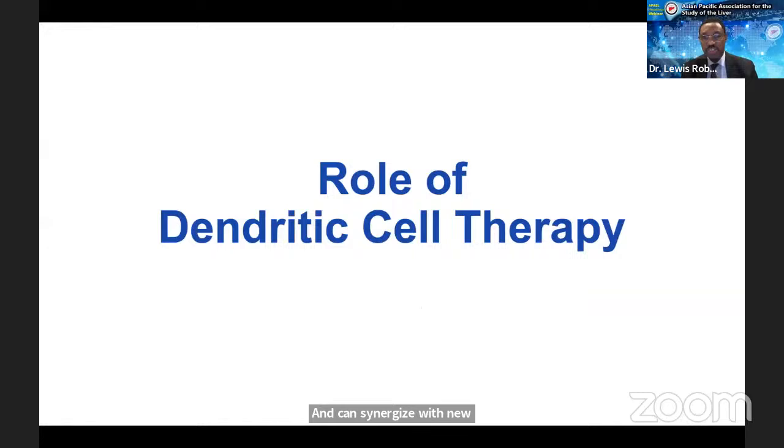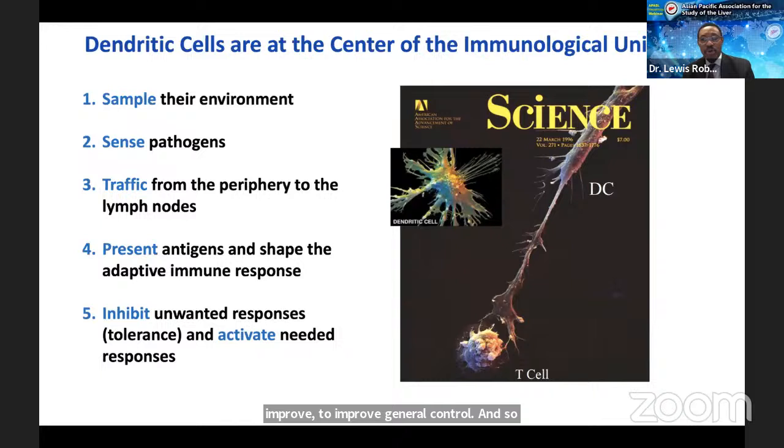And so dendritic cell therapy is promoted because dendritic cells are the center of the immunological universe. They sample the environment, they sense pathogens and abnormal antigens. They traffic from the periphery to lymph nodes, present the antigens, shape the adaptive immune response, and can also inhibit unwanted responses and activate needed responses in the immune system.